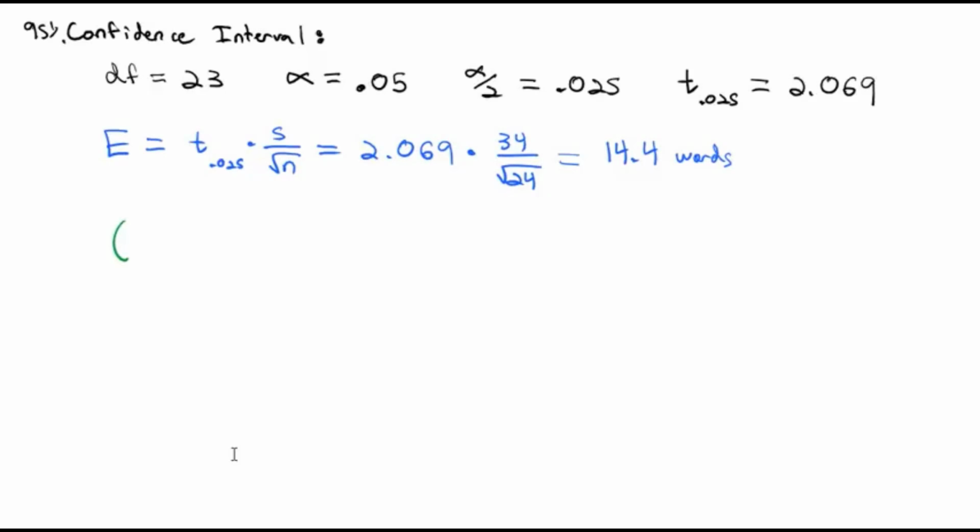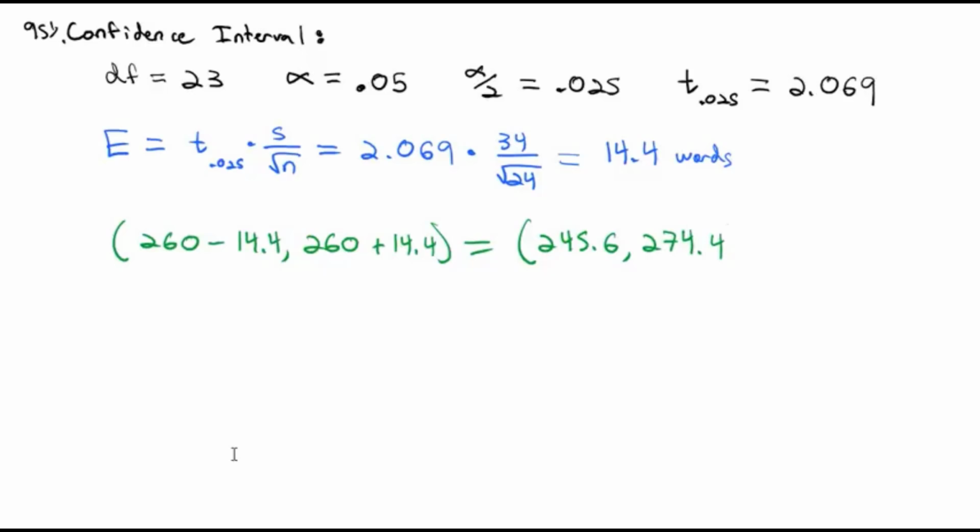So for our confidence interval, we will subtract and add that error to the mean we got in our sample. Our sample mean was 260. We'll subtract the 14.4 to get a low number. We'll add the 14.4 to get a high number. And so our confidence interval is 245.6 through 274.4. And you notice the hypothesized mean of 275 is outside of that confidence interval, which is related to why we ended up rejecting the null hypothesis.